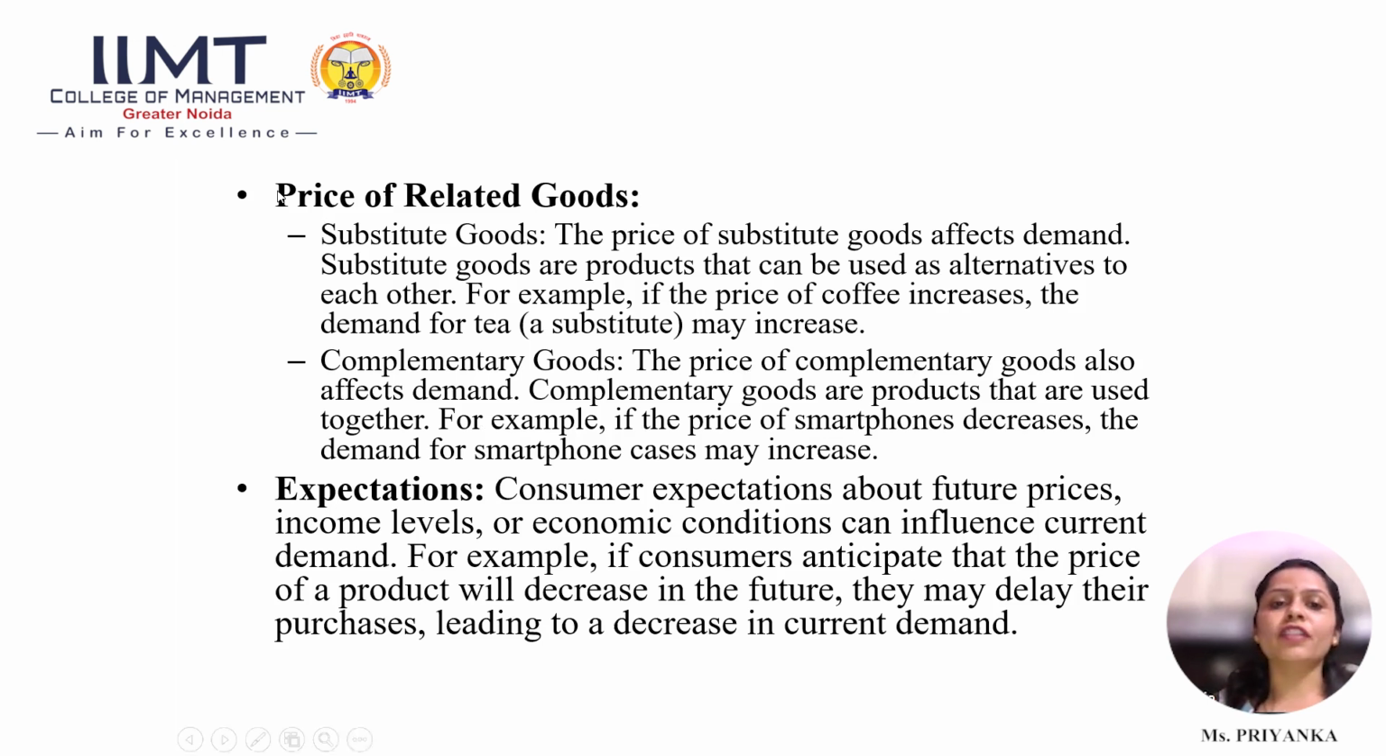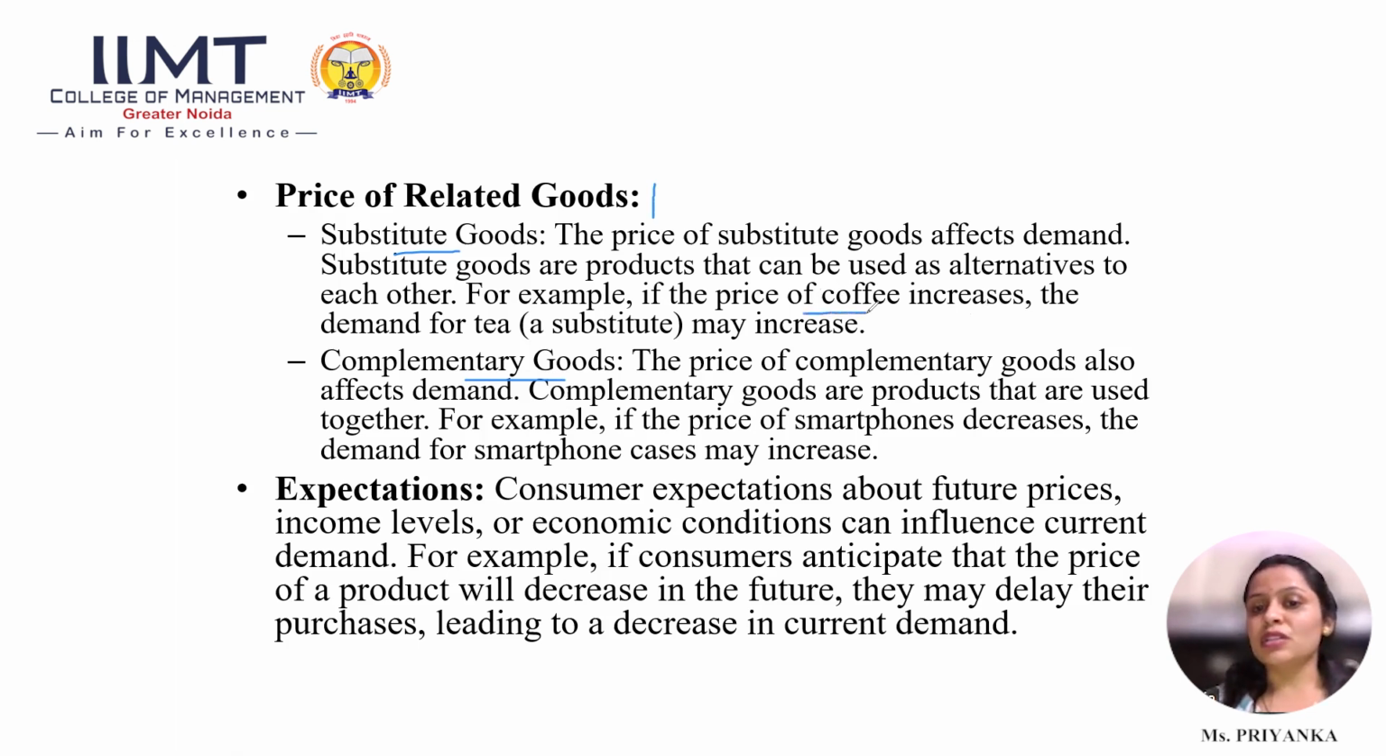Next is price of related goods. It includes the substitute goods and the complementary goods, or we say the cross goods. What are substitute goods? The price of substitute goods affects the demand. Substitute goods are the products that can be utilized as alternatives to each other. The best example is tea or coffee.